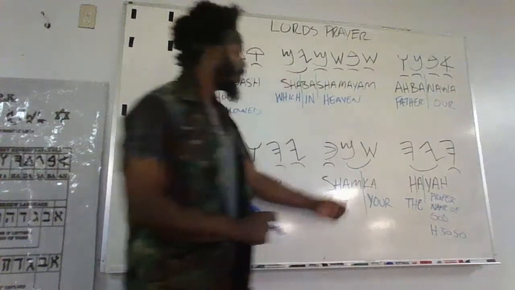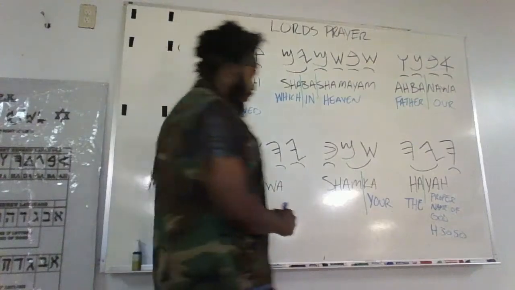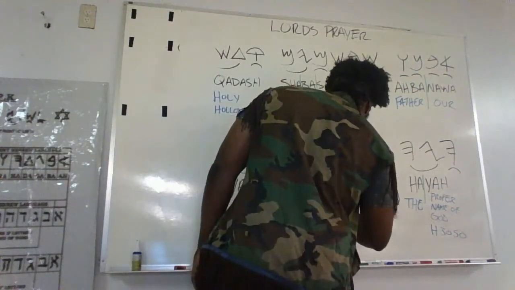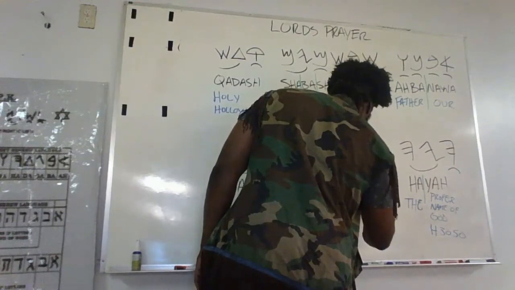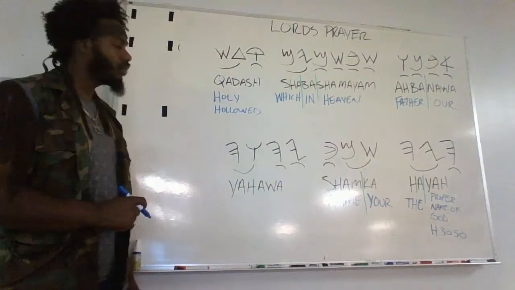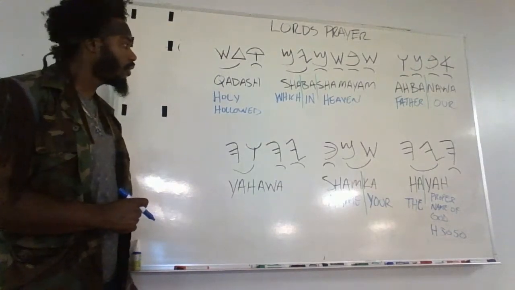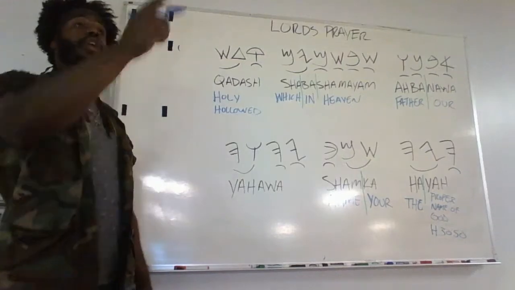All right. The root word is sham. Sham is name. All right. Okay. And Yahweh. Go ahead, you got a question?